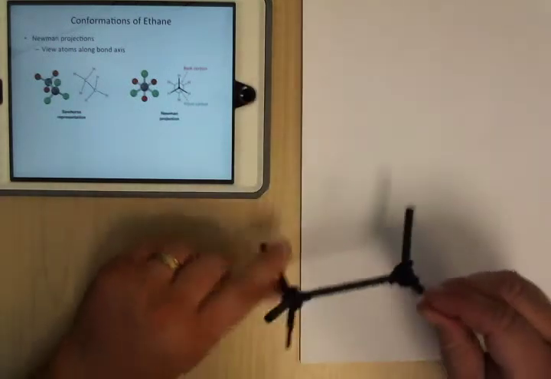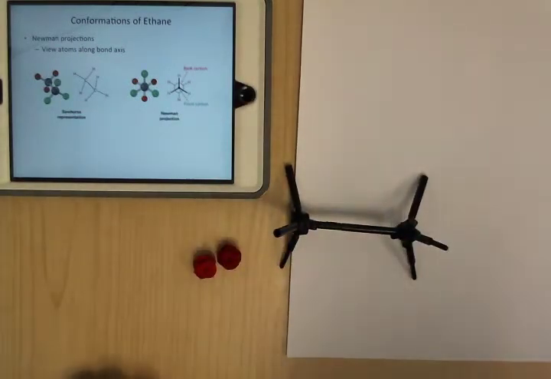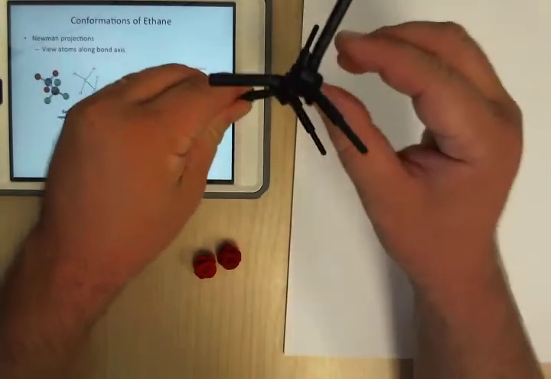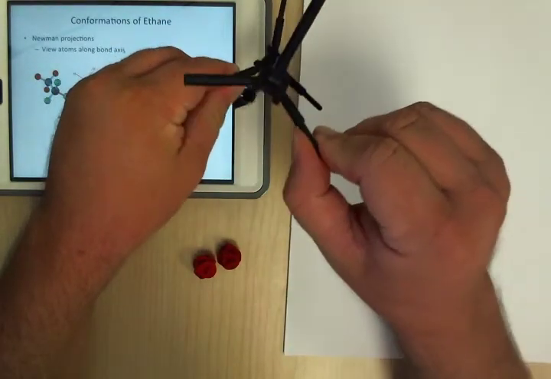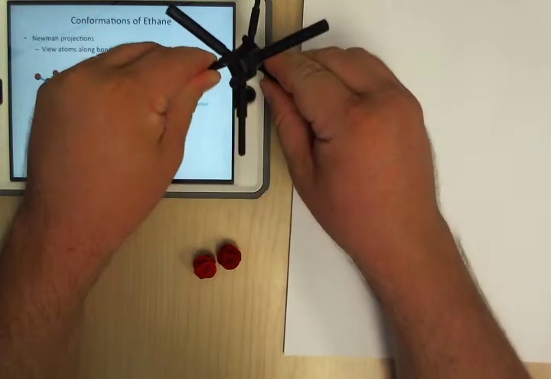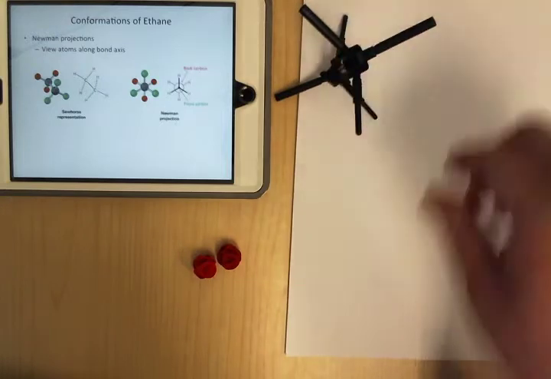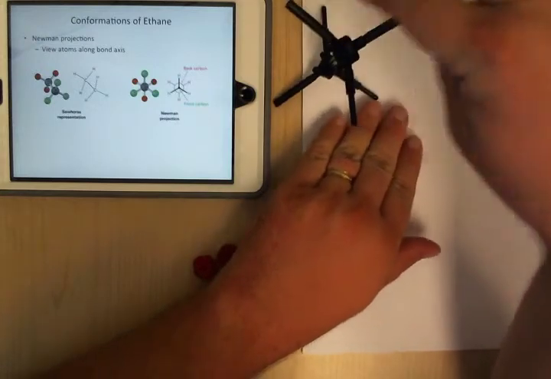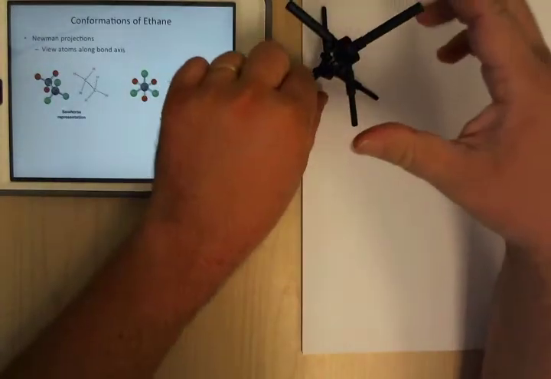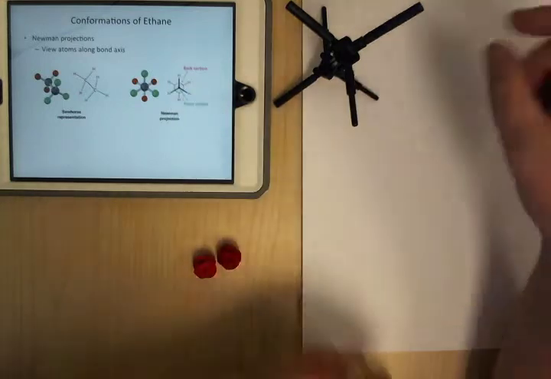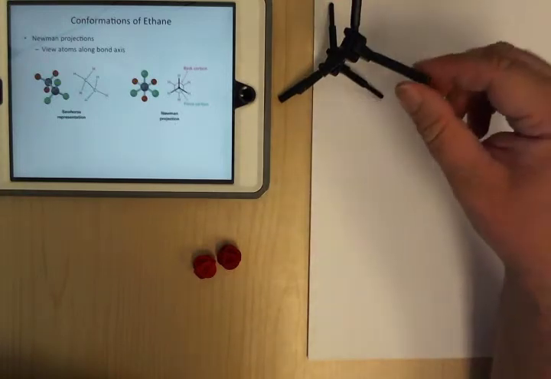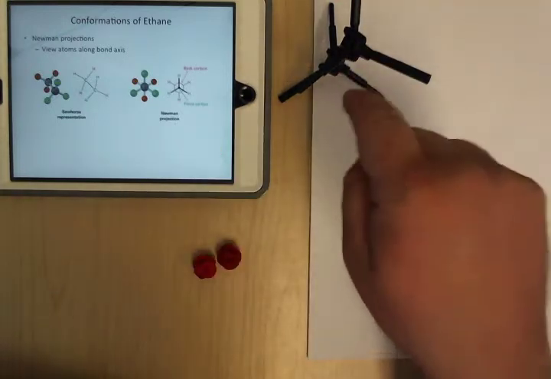Now, one of the things that happens is an interesting view of these ethanes: if you look straight down the bond, you can actually see the carbon behind it. So here we go. Sometimes the hydrogen groups can either be between each other, or they could be rotated so they're right behind each other. So this is one way that we can look right down a carbon-carbon bond.